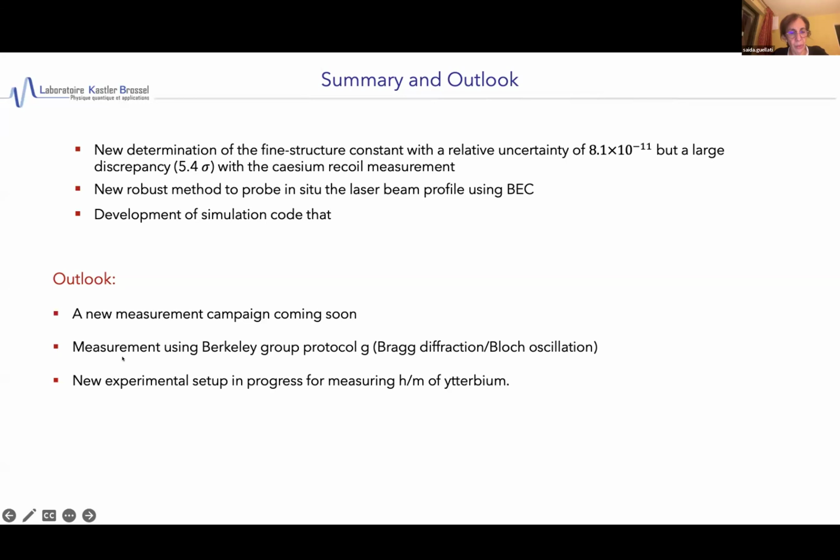We also want to measure using the Berkeley group protocol. The idea is to use Bragg diffraction and Bloch oscillation. We use exactly the same protocol to check if the discrepancy comes from this. And at the same time, we started three years ago a new experimental setup for measuring H/M with ytterbium. Okay, thank you for your attention.